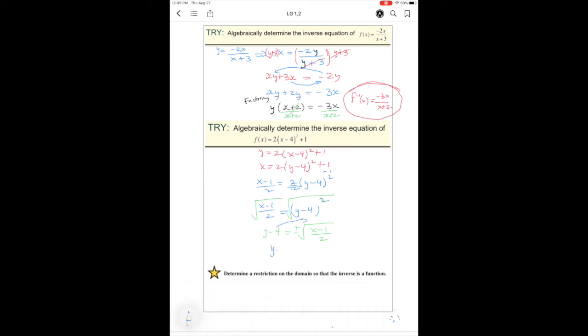Now I got to bring that guy over because I want the y by itself. Oops, I just messed up there, I put a plus. Okay, minus 1 over 2. And we bring that over and add 4. And just change this guy to its proper notation, and we're done.